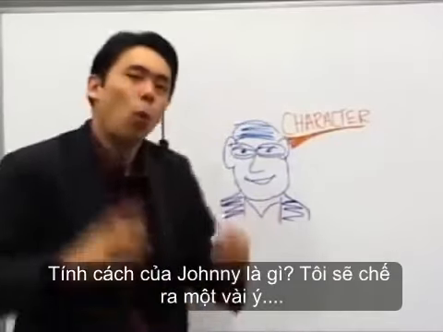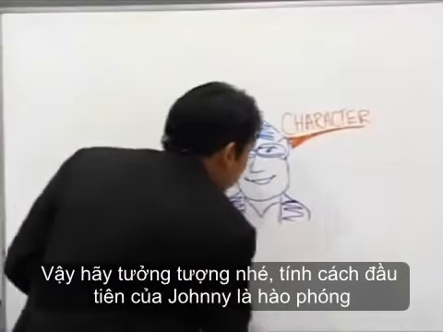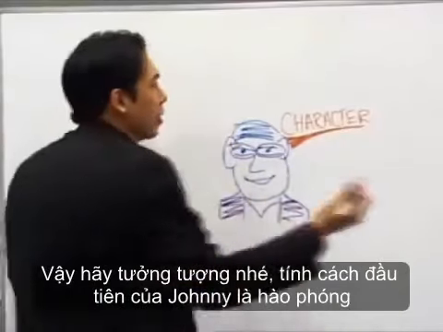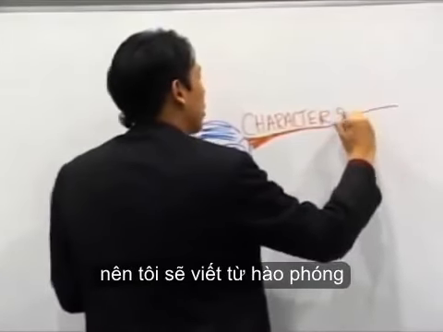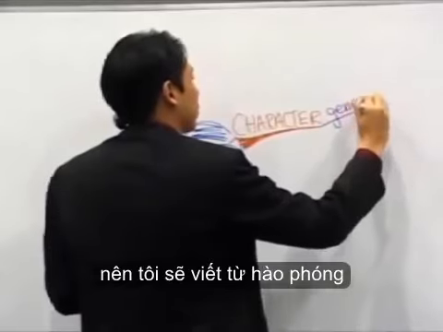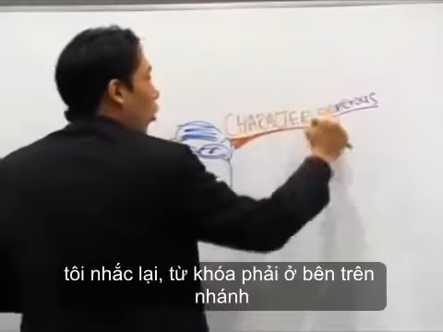So under character, what can we talk about this person's character? Again, I'm making stuff up, right? So let's imagine for Johnny, the first part of his character is he's very generous. Okay, so I'll write on the word generous. So once again, it's a key word. The word must be on the line.